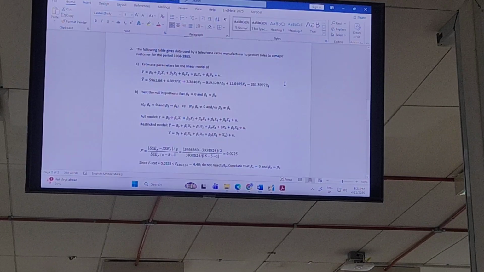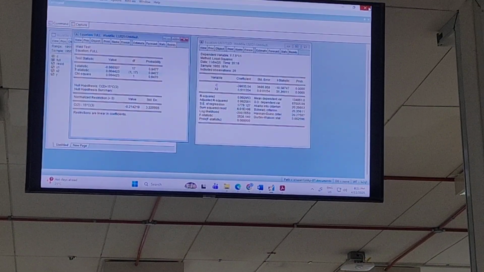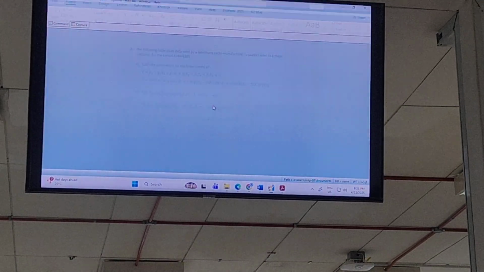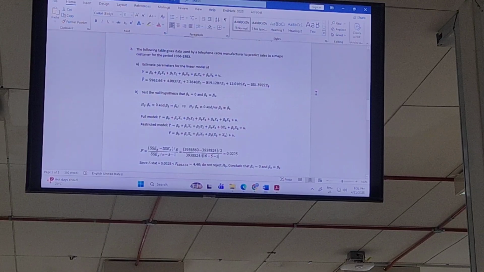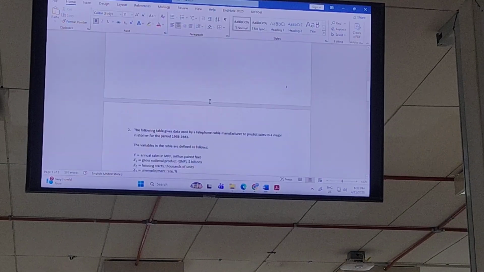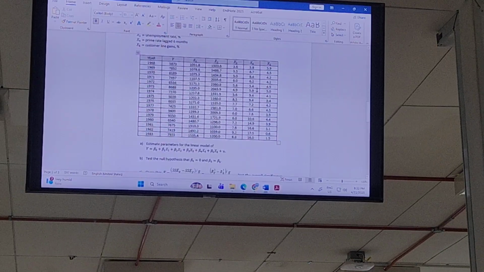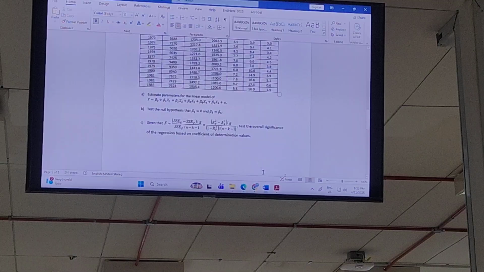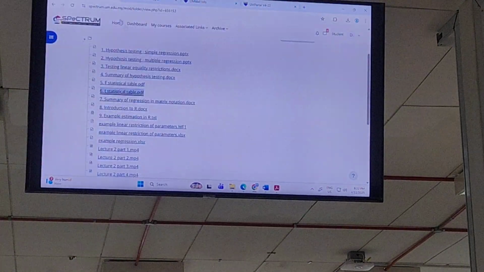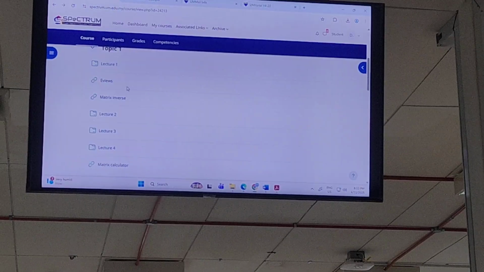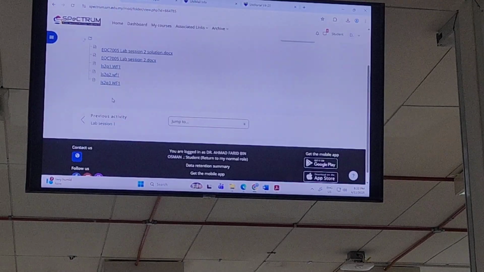Okay, so question number 2. So I close this one. Close this one. So the following table. We have number 2. We have 5 x variables and 1 dependent variable y. So we estimate the model, similar to before. So you have this one, that's section 2. Open the second one.